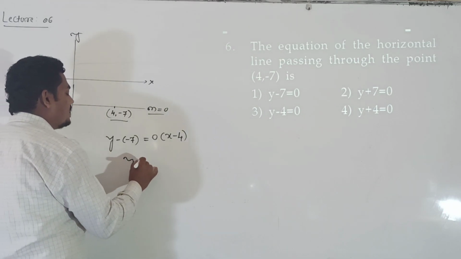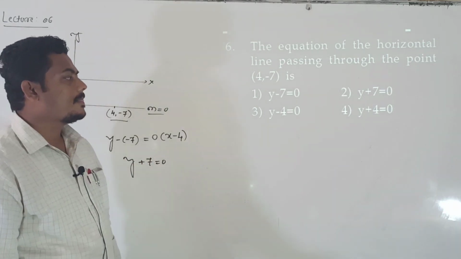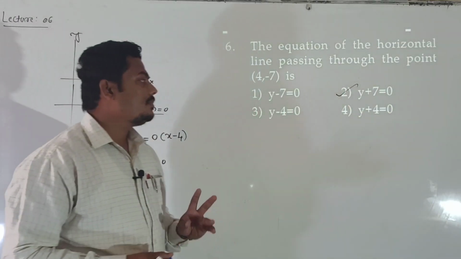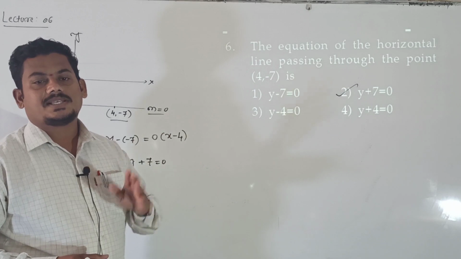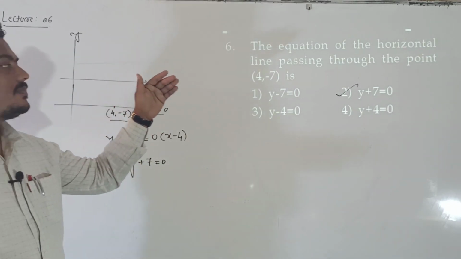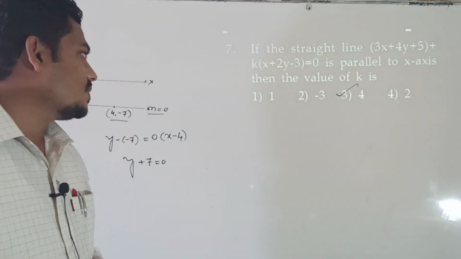In the given options, what have they given? y plus 7 equal to 0. Such an option is the second option. y plus 7 is equal to 0. A horizontal line passing through the point 4 comma minus 7 is. Next question.